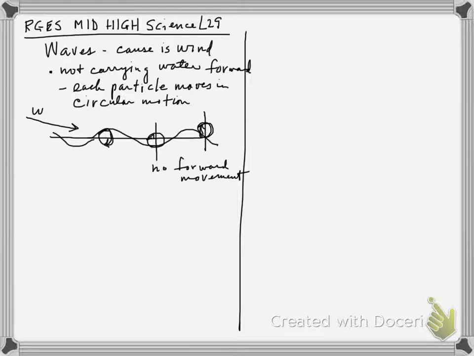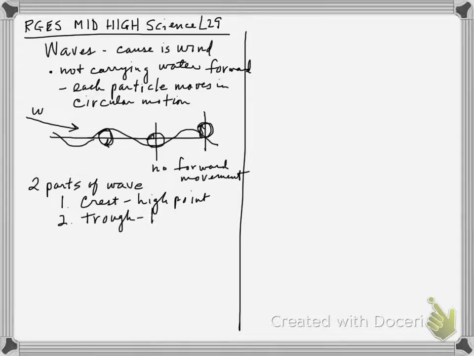So there are two parts of a wave, and we can look at the wave and evaluate. It's always changing as a wave moves. Energy is transferred, but there's no net movement of the water. So the two parts. The first is the crest, and the crest would be the high point on a wave. And then there's a trough. The trough is the low point.